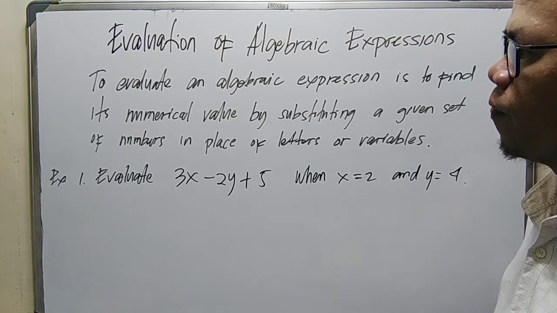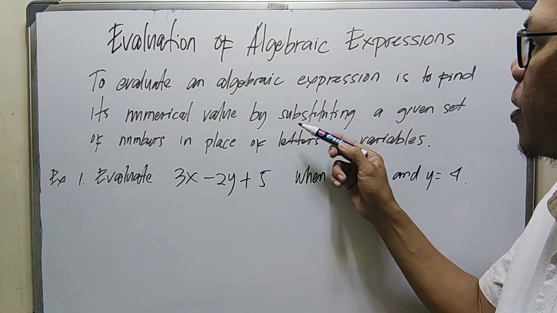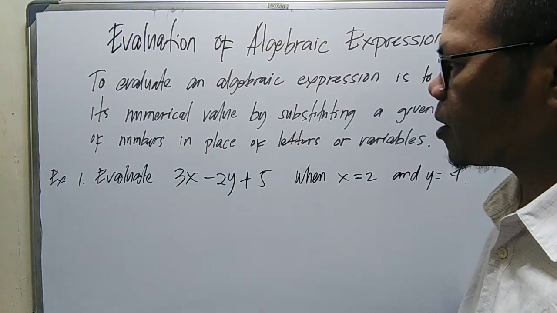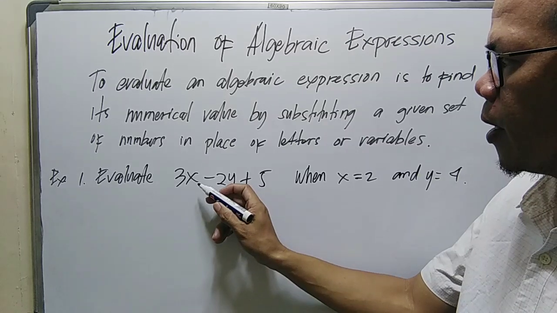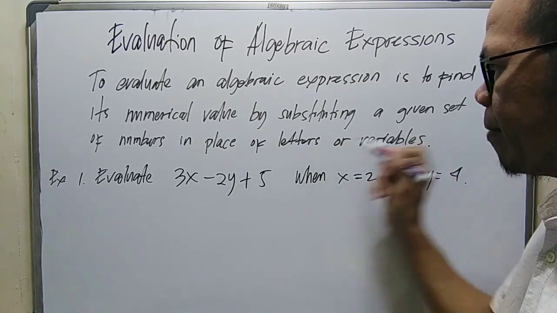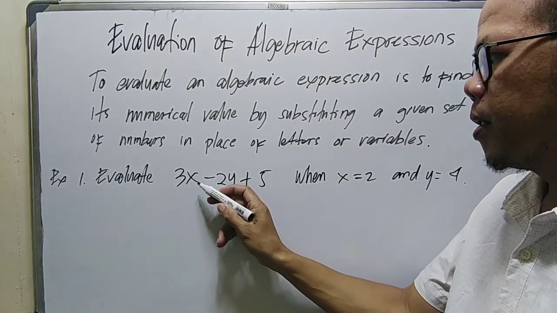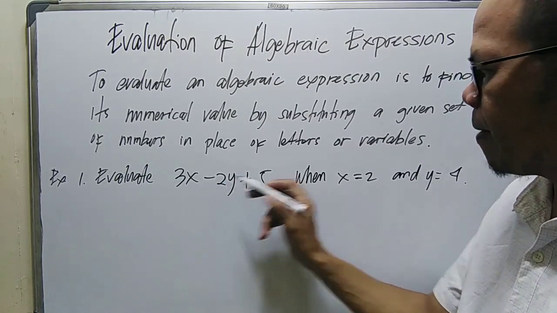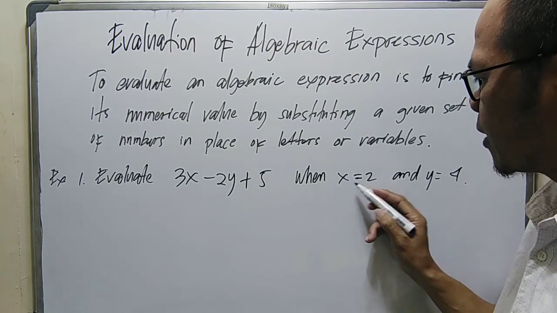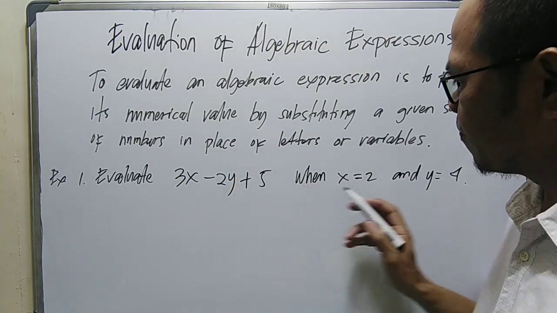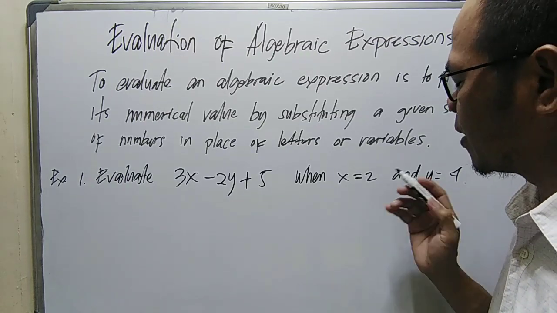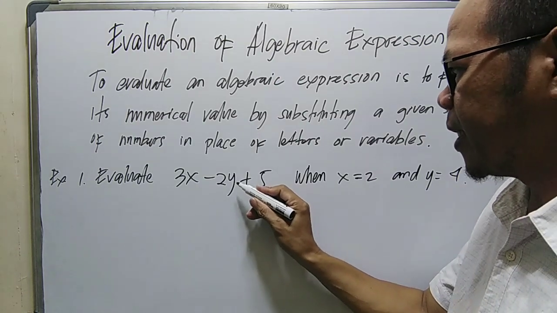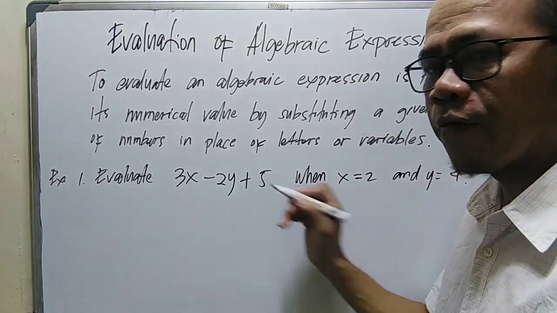Okay, so paano siya i-evaluate? We have to substitute a given set of numbers in place of letters or variables. Ibig sabihin, itong si x, papalitan natin kung ano yung value niya. So, alisin natin si x, papalitan natin ng value ng x na 2. So, out x, in 2. Yun ang substitution. And y equals 4. Si y, alisin natin yan, papalitan natin ng 4.